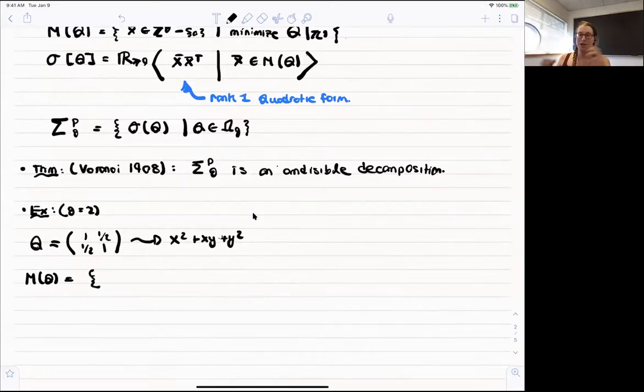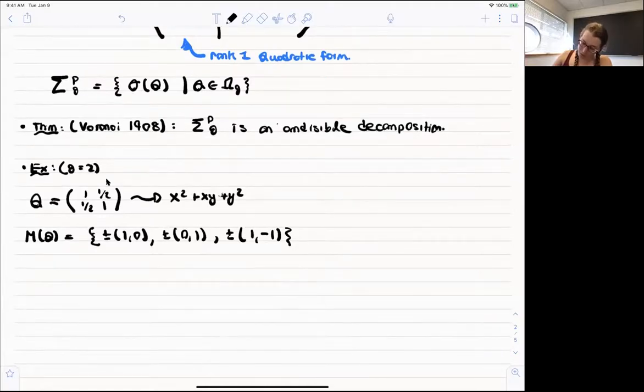I'll give you a hint. The minimum value is 1. For example, plus or minus (1, 0) is a shortest vector. We also get plus or minus (0, 1), and then plus or minus (1, -1), right? So if you evaluate this quadratic form at any of these vectors, you get 1, and that's the smallest value this function can take on the integers. Okay, so that's my set of minimizing vectors, and then I have to form a cone.